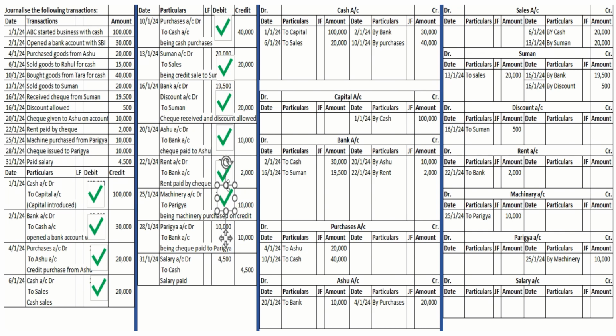Next entry, Parigya to bank. It should be recorded in the debit side of Parigya account as to bank. Then bank account, it should be on the credit side, by Parigya, 10,000.